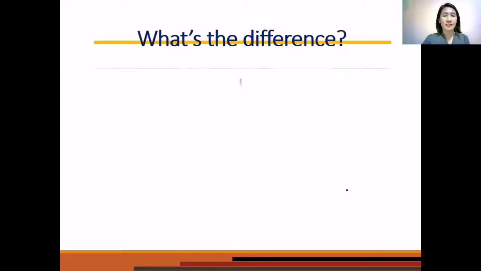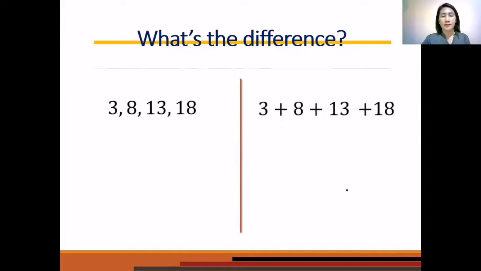So what's the difference? On the left group of numbers, you have 3, 8, 13, 18. On the right side, you have 3, 8, 13, and 18. But this time, they are not just being enumerated. They are being added. On the left side, you have a comma to separate each number. On the right side, you have the plus sign to separate each number.